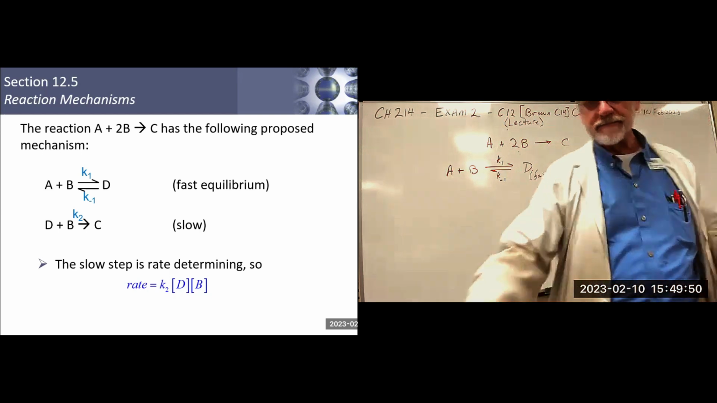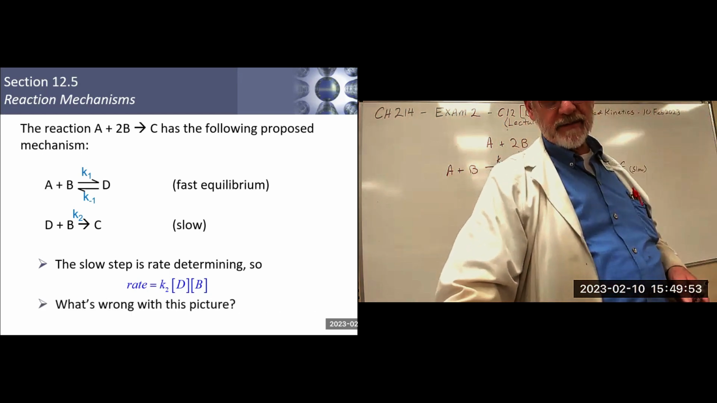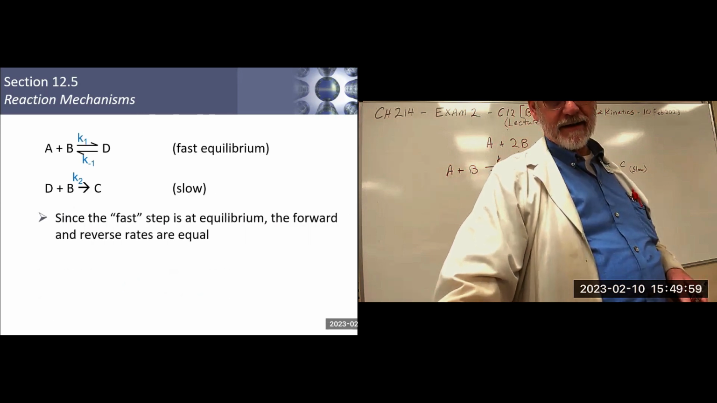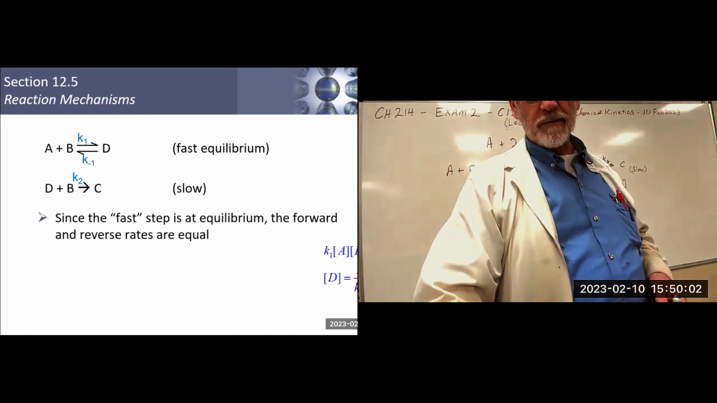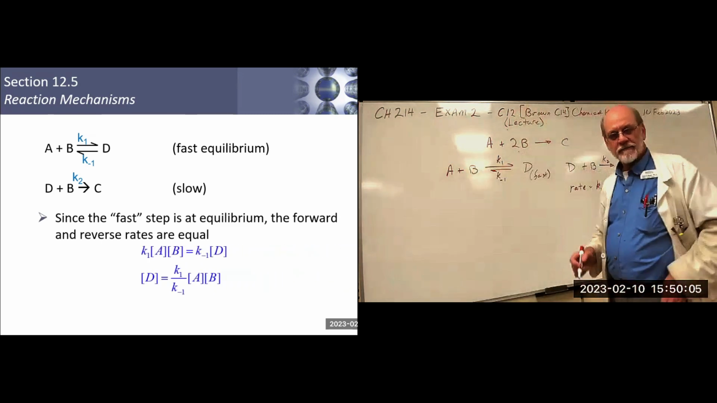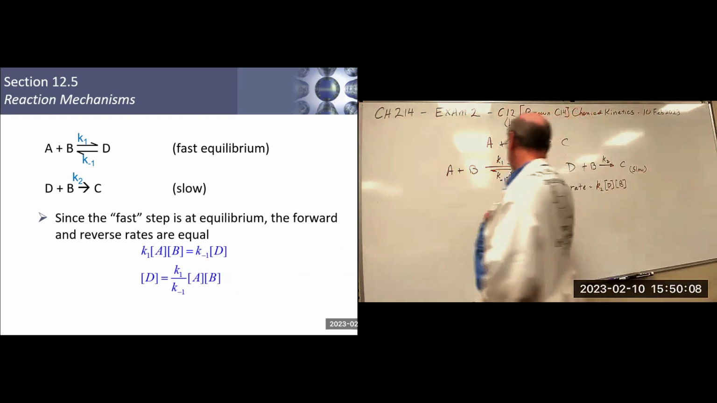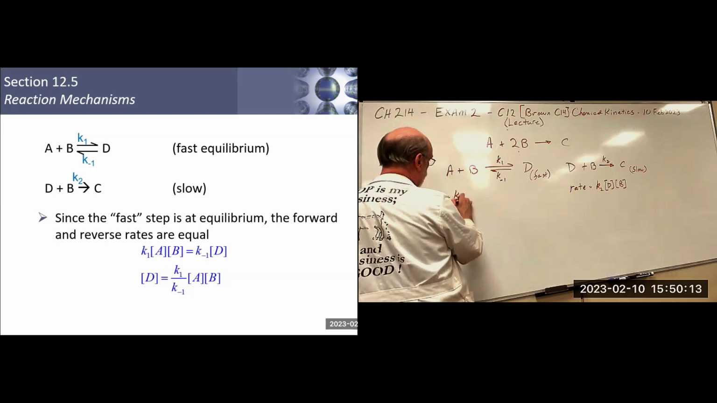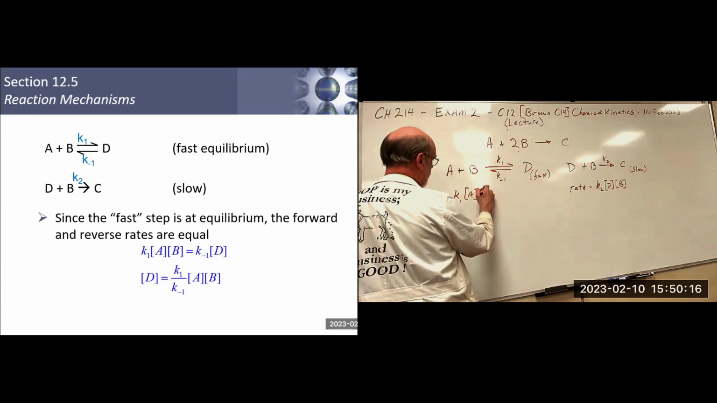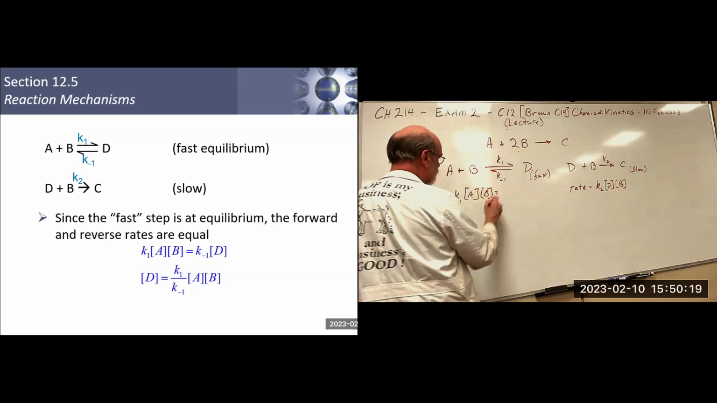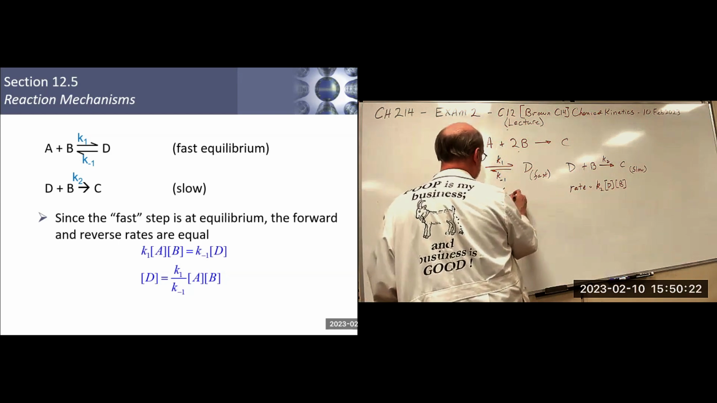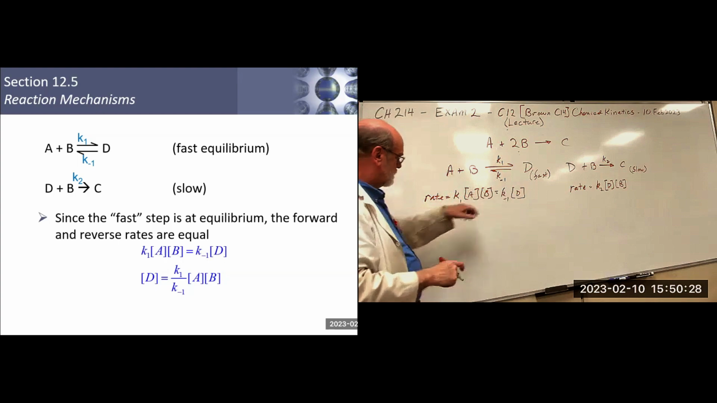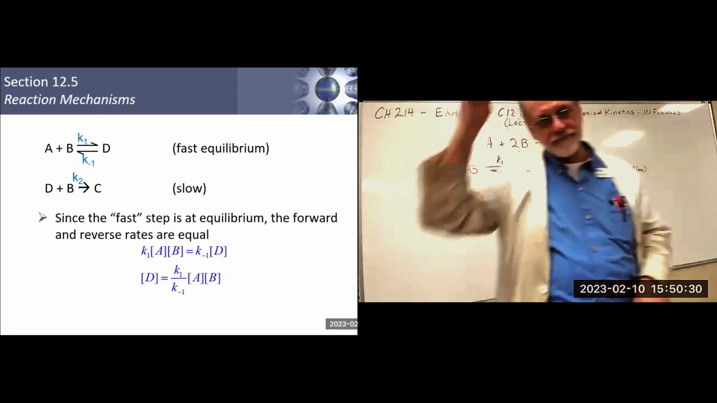And here's how we do it. We go back to the fast equilibrium. The forward and the reverse rates are equal. So now we can say the forward rate of this one is equal to K1 times A to the first power times B to the first power. But that's also equal to K minus 1 times D. So those rates are equal. That's why we write it that way.